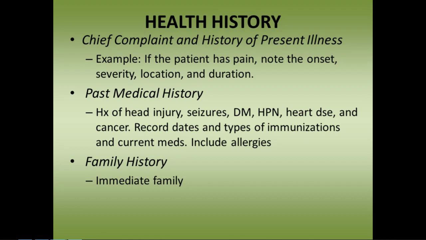Under health history also would be your past medical history. Under your past medical history, you have to take note of the past neurologic disorders and pertinent signs and symptoms, which are vital pieces of information so that we will have an idea of the current situation of our patient. So what are examples we need to take note of? Any history of head injuries, seizures, diabetes mellitus, hypertension, heart disease, and cancer. We also have to record dates and types of immunizations and the current medications our patients are taking.